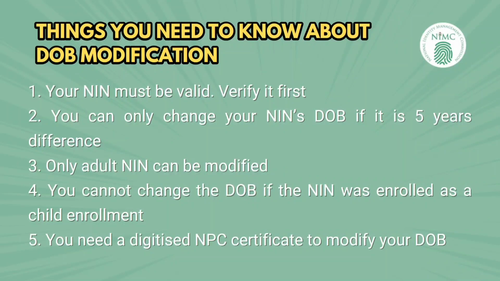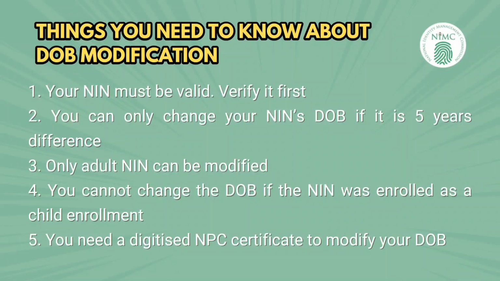Number three, only an adult NIN can be modified. So you cannot modify the DOB of a minor's NIN, a child's NIN. Number four, you cannot change the DOB if the NIN was enrolled as a child NIN. Let's say someone was maybe 14 and enrolled his NIN, and there was a mistake on the date of birth. Now the person is 18 or even 20 and wants to change the date of birth. This is not going to work. Only an adult NIN, like I mentioned, can be changed.